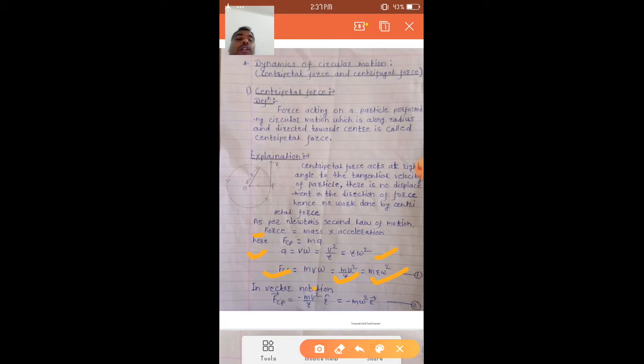All these equations are considered as the magnitude of centripetal force. Then this equation first we can write in vector form. F suffix Cp bar is equal to minus m v square upon r into r cap, or we can also write minus m omega square into r bar. This is the vector form of centripetal force.